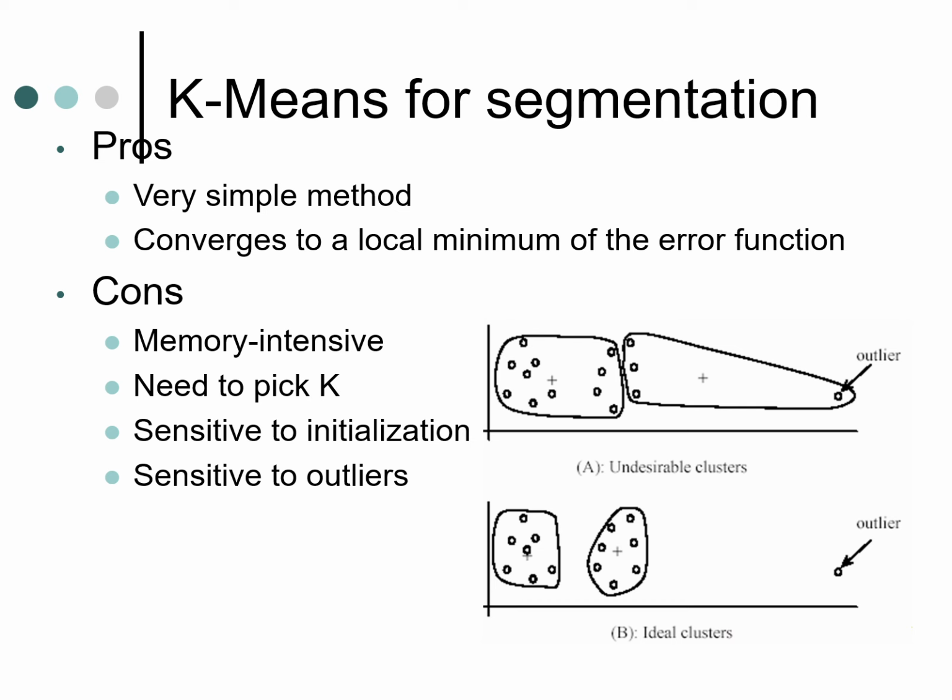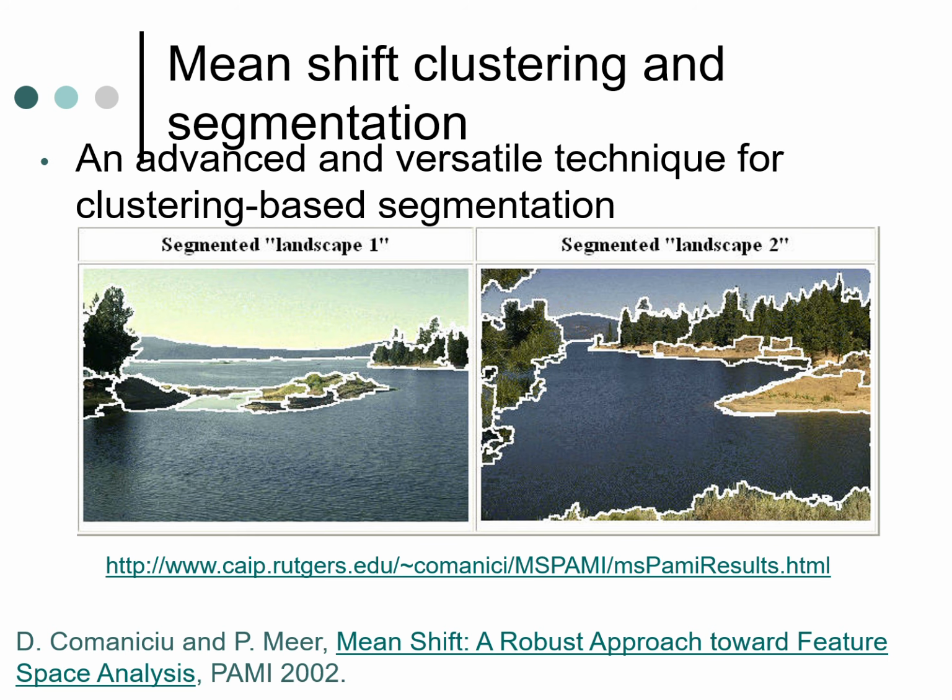In this, we have two conditions for the outliers. One is the undesirable cluster and the next one is the ideal cluster. If it is an ideal cluster, we can easily identify the shape and size of the cluster, and where the outliers are present in the clusters. Also, it only finds spherical clusters.